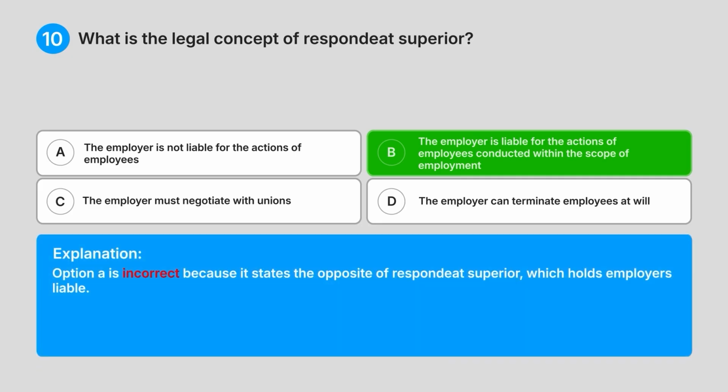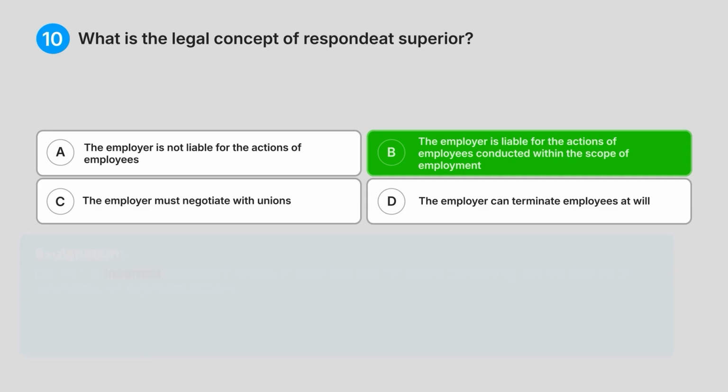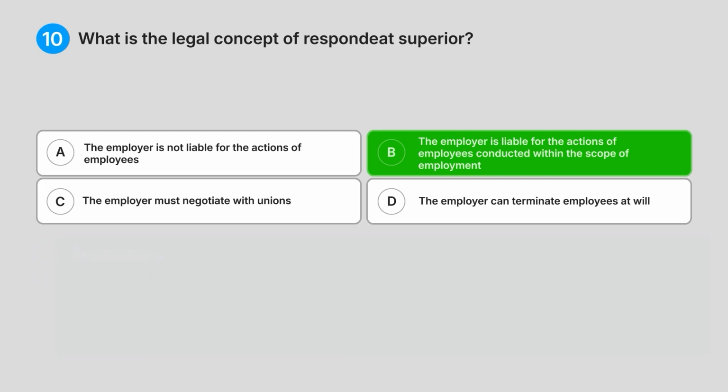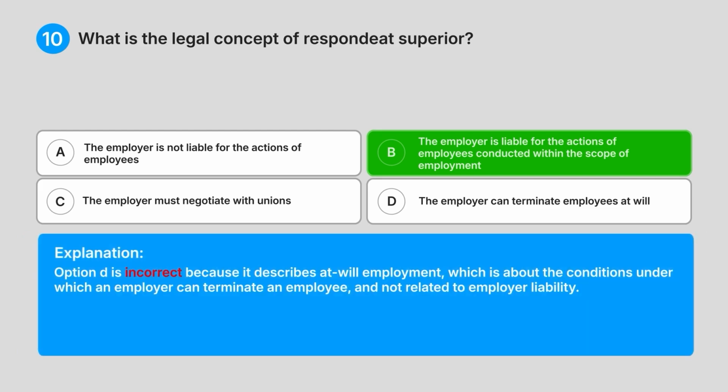Option A is incorrect because it states the opposite of respondeat superior, which holds employers liable. Option C is incorrect because it relates to labour law and collective bargaining, not the liability of employers for employee actions. Option D is incorrect because it describes at-will employment, which is about the conditions under which an employer can terminate an employee and not related to employer liability.